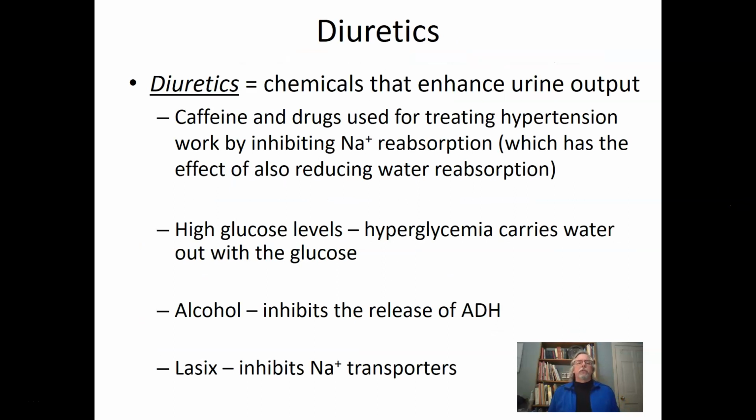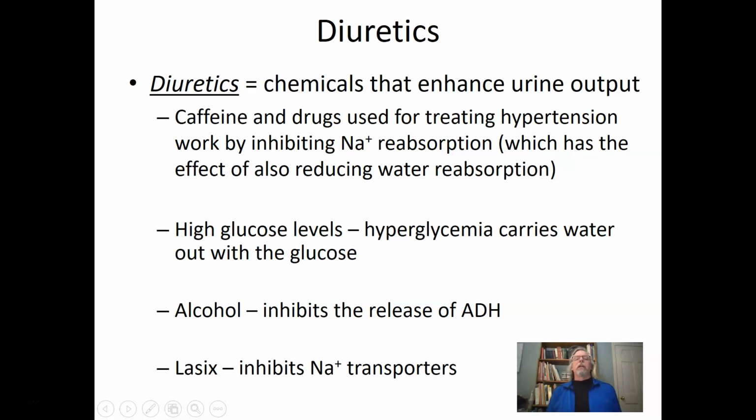All right, another topic I want to talk about is diuretics. What is a diuretic, and what are different types of diuretics? So first of all, definition of a diuretic. A diuretic is a substance, a chemical, that enhances the urine output, increases the volume of urine that you produce. So there are a number of different types of diuretics, and these can work in different ways to increase the volume of urine produced. Some examples are caffeine and drugs that are used to treat high blood pressure or hypertension.